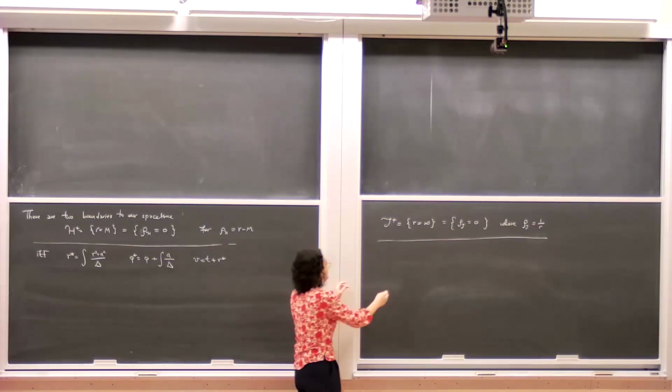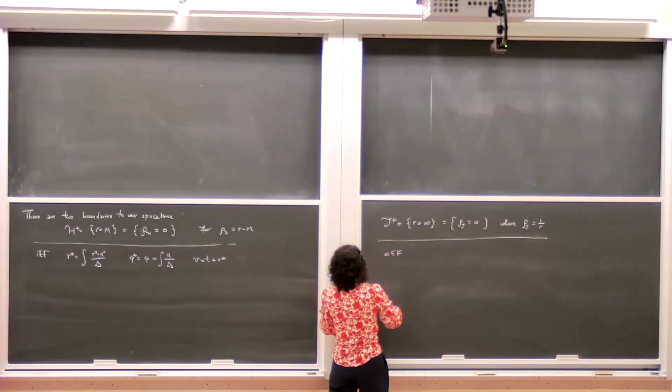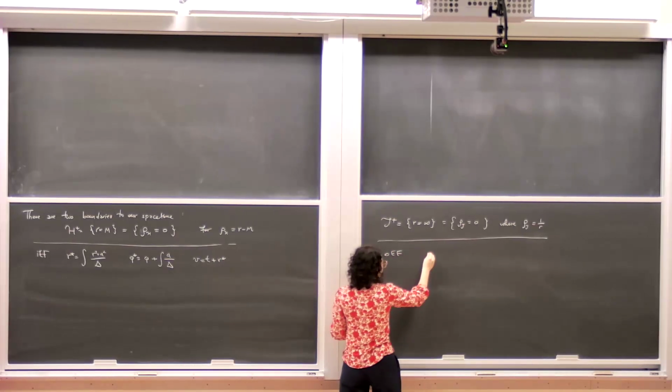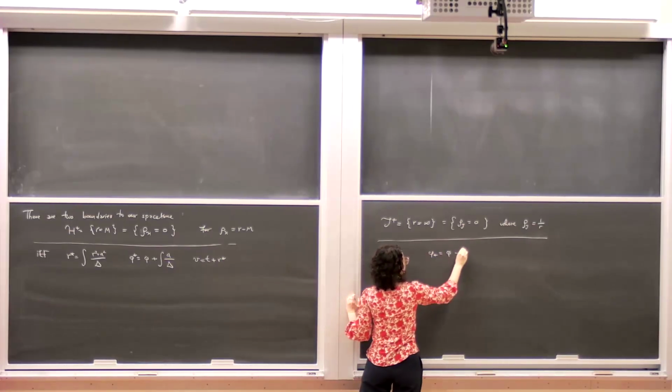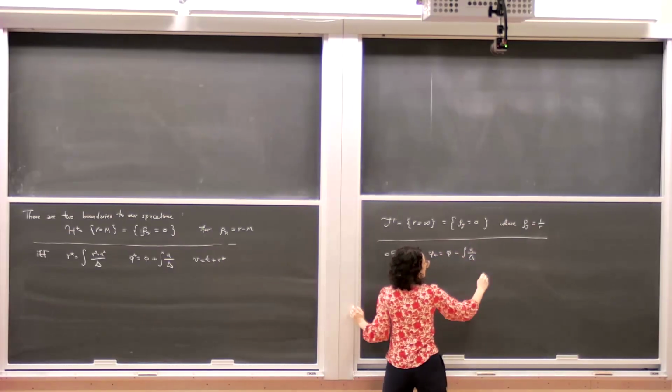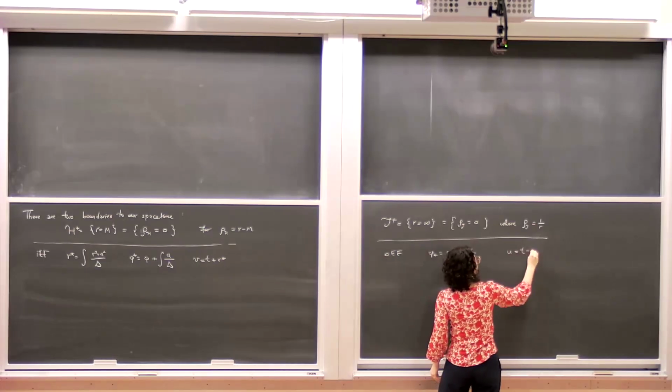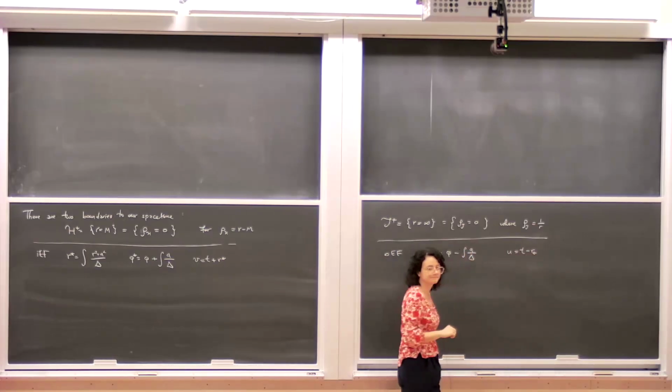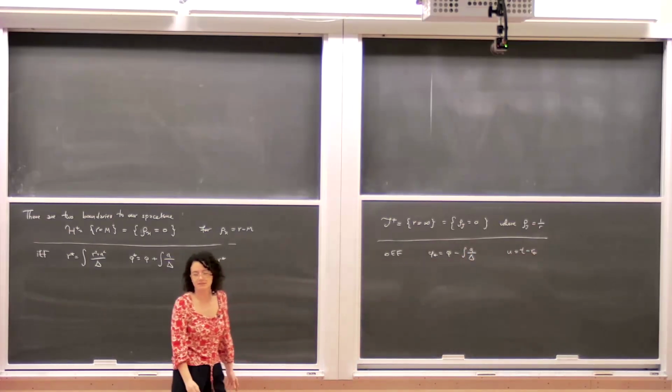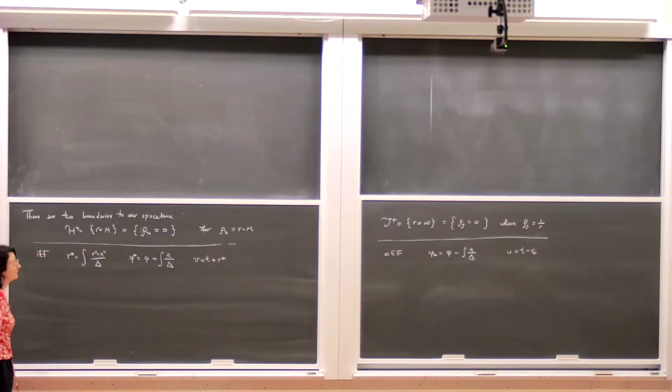You can do the same thing here for the outgoing Eddington-Finkelstein. The tortoise r star is the same. Phi needs to be changed. And then you have u, which is t minus r star. So you have your new set of coordinates.